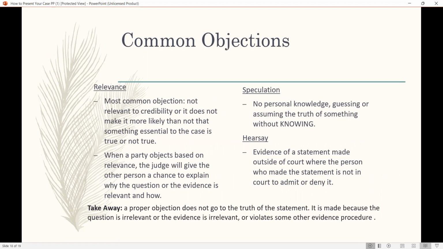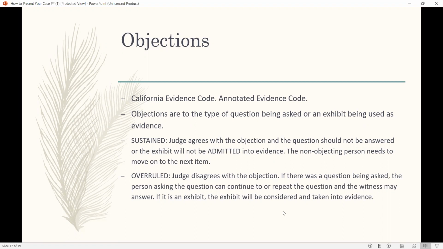One more note on objections. When a party makes an objection, everyone should stop talking and listen to what the judge has to say about the objection, because you have to know whether or not your objection is sustained or overruled. If an objection is sustained and you are the objecting party, then you don't want to have your witness give testimony or evidence that may have otherwise been avoided. So wait to see what the judge is going to decide.